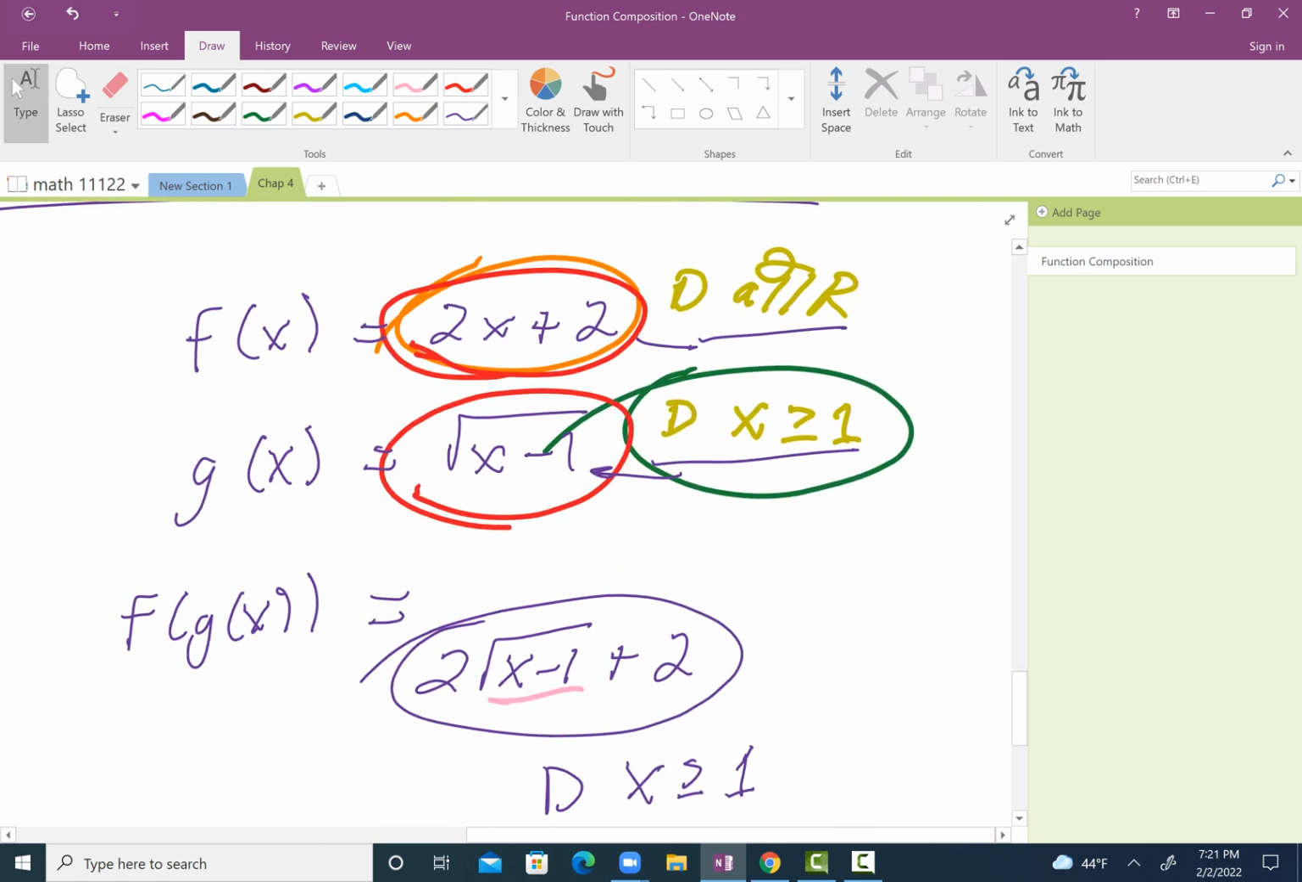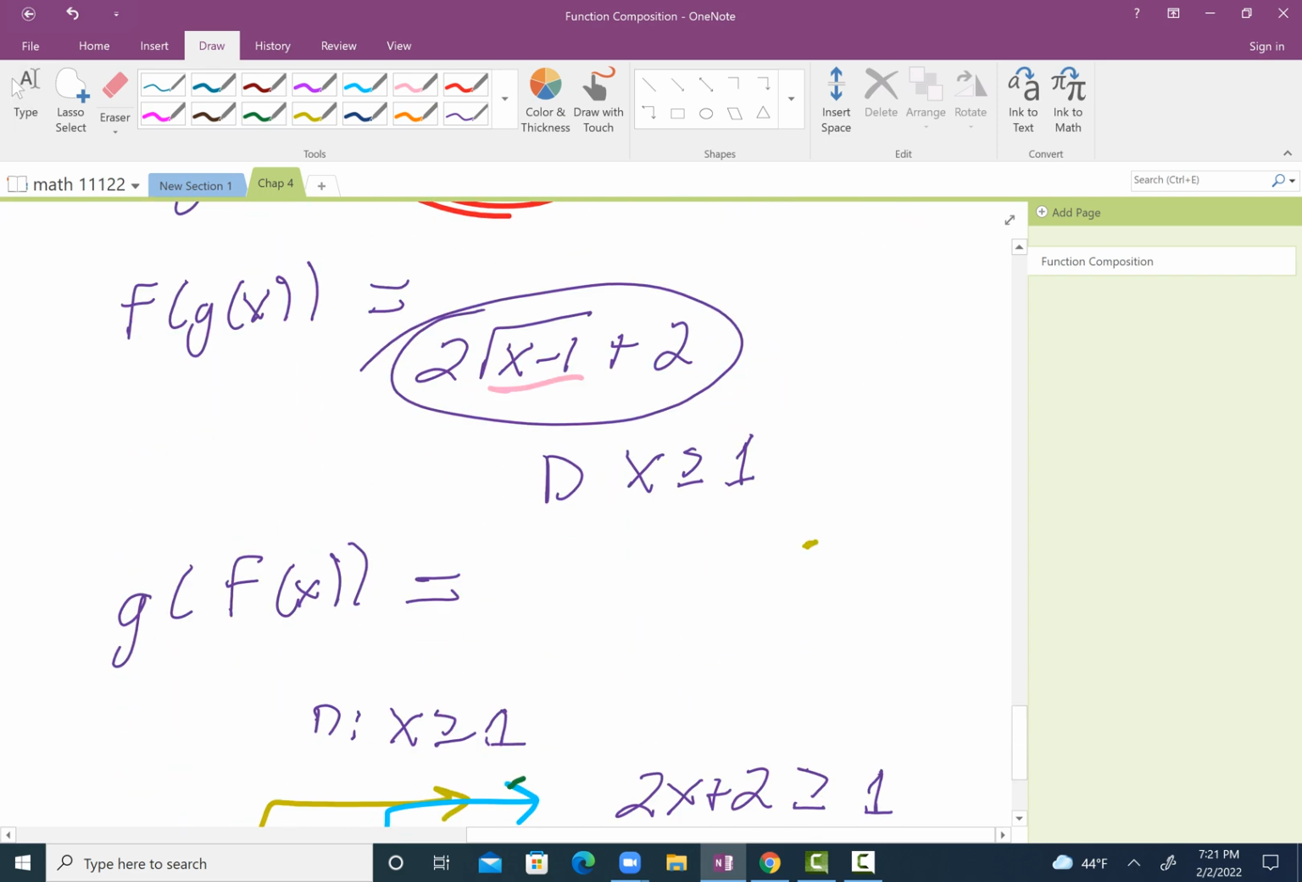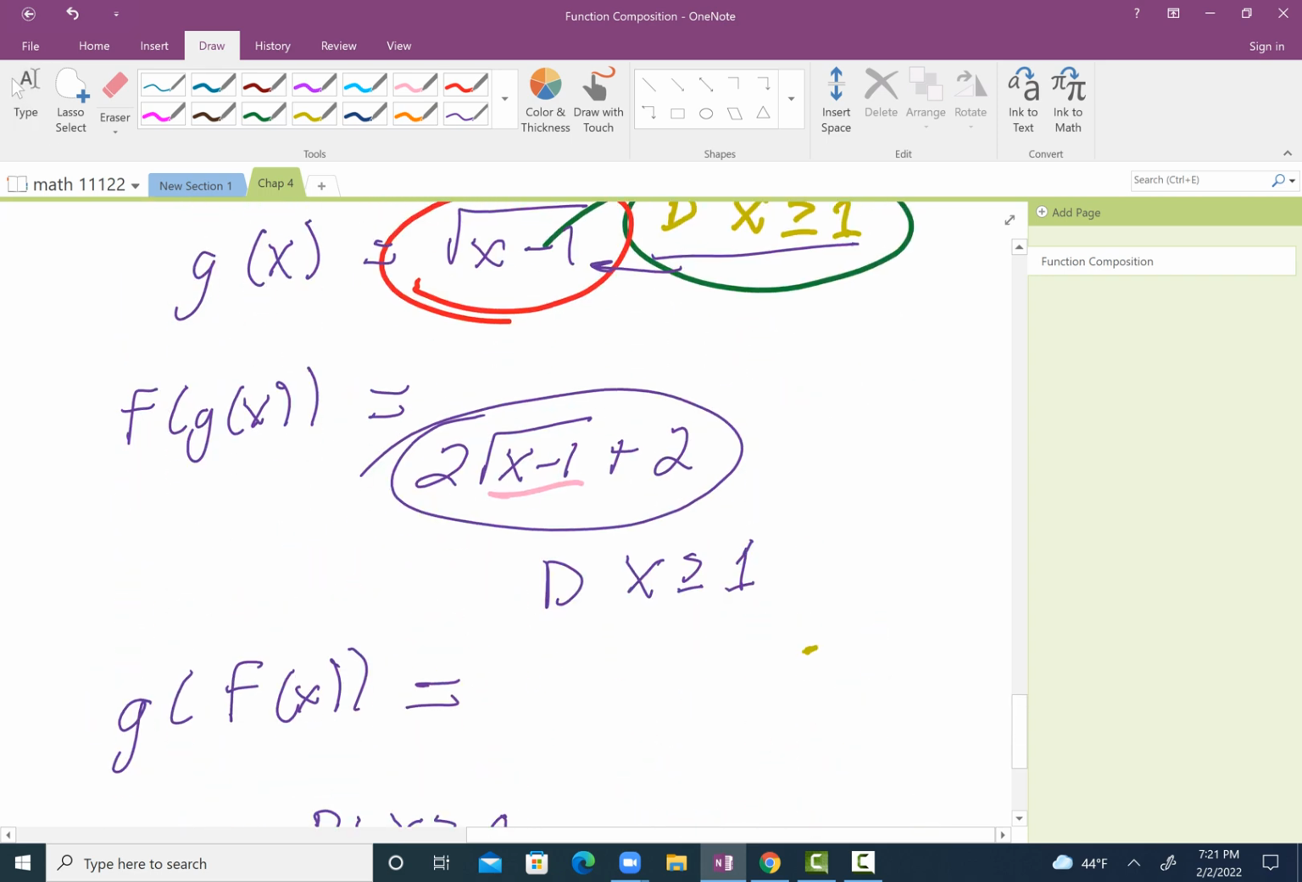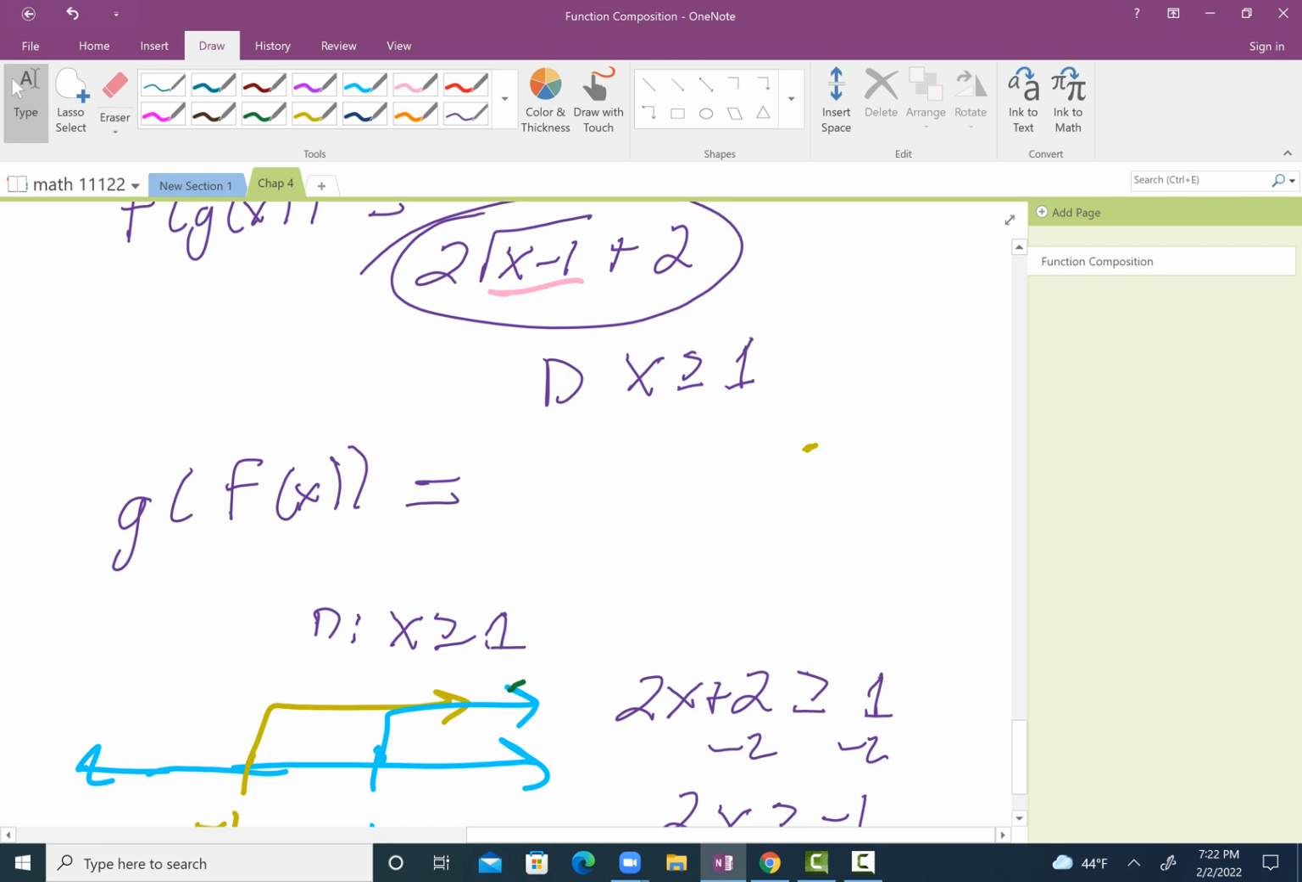There we go. Okay, so I'm going to put these in here. So f of x, 2x plus 2, g of x equals square root of x minus 1. Okay, and then we looked at that one, but I think I want to look at the other one. g of f of x.